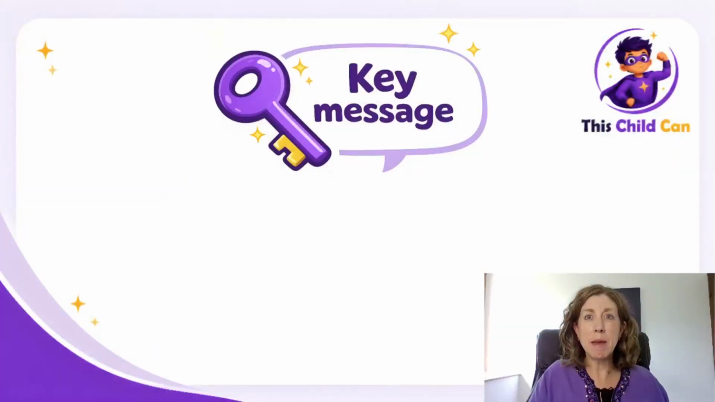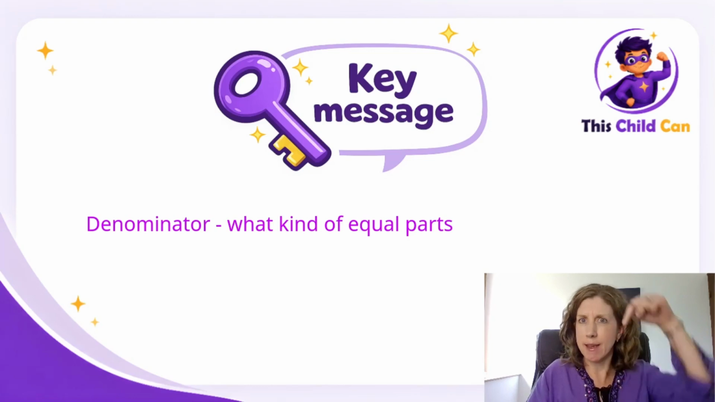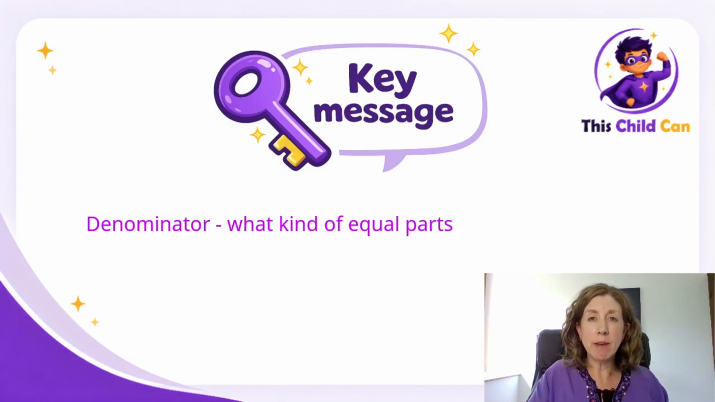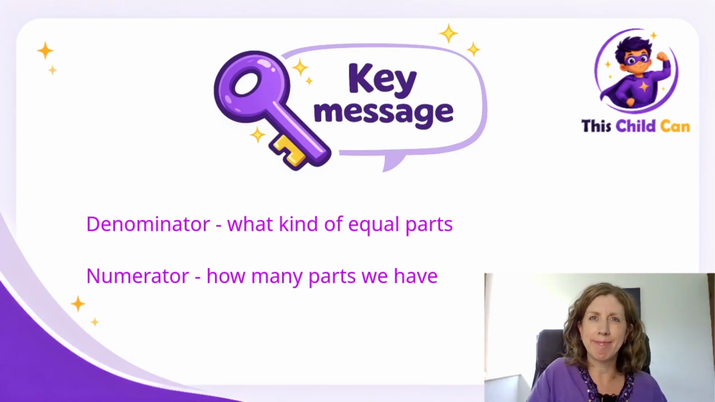That foundation really matters because it helps with so much later fraction work like adding fractions, comparing fractions, finding fractions of amounts, improper fractions, and mixed numbers. The key message here is that the denominator is the bottom number, and it tells us what kind of equal parts the whole has been split into. Don't forget, denominator down. The numerator is the top number, and it tells us how many of those parts we have. In this video, we've looked at how to identify the numerator and the denominator.